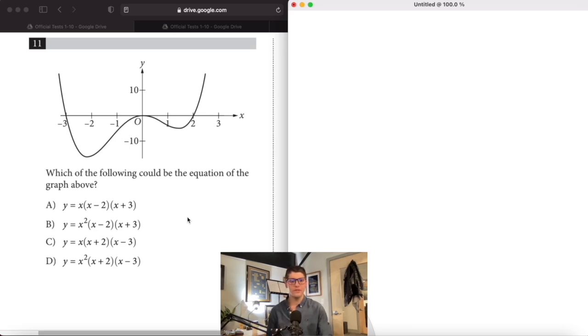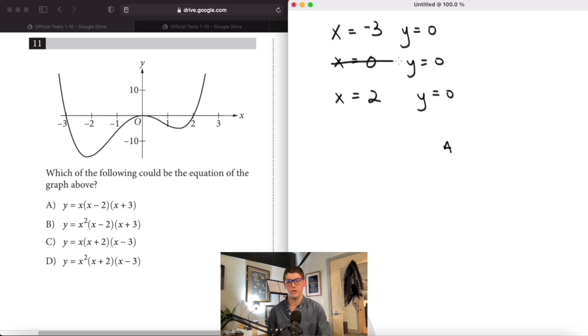Okay, so number 11, this is really a question about factoring, but it's just a great example of how you can use real numbers once again. So look, you can use the graph and say if x is negative 3, y should be 0. And if x is 0, y should be 0. And if x is positive 2, y should be 0. Now, if you go through the answer choices, answer choice A, B, C, and D will all work for this one. So don't even worry about that.